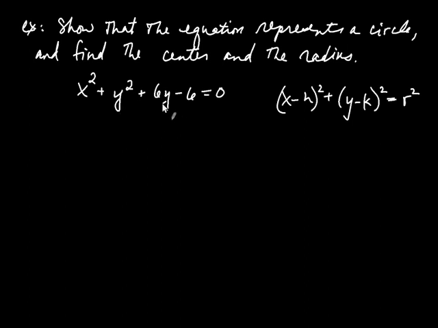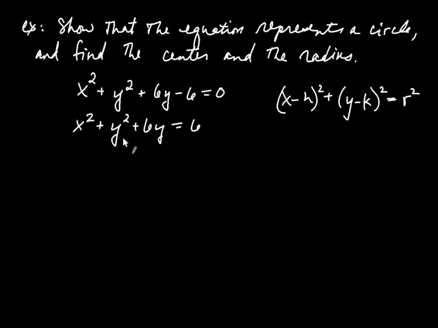Now notice that these two terms contain y, right? So what we'll do is we'll take the y squared and 6y, and we'll complete the square with those two terms. And we'll add the 6, that is the constant, to the right-hand side. So this becomes x squared plus y squared plus 6y equals positive 6.